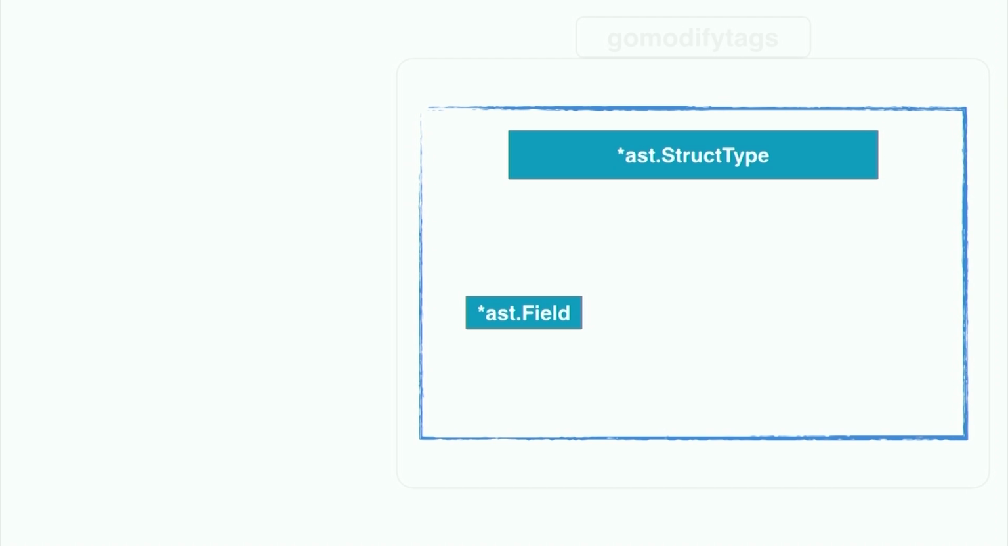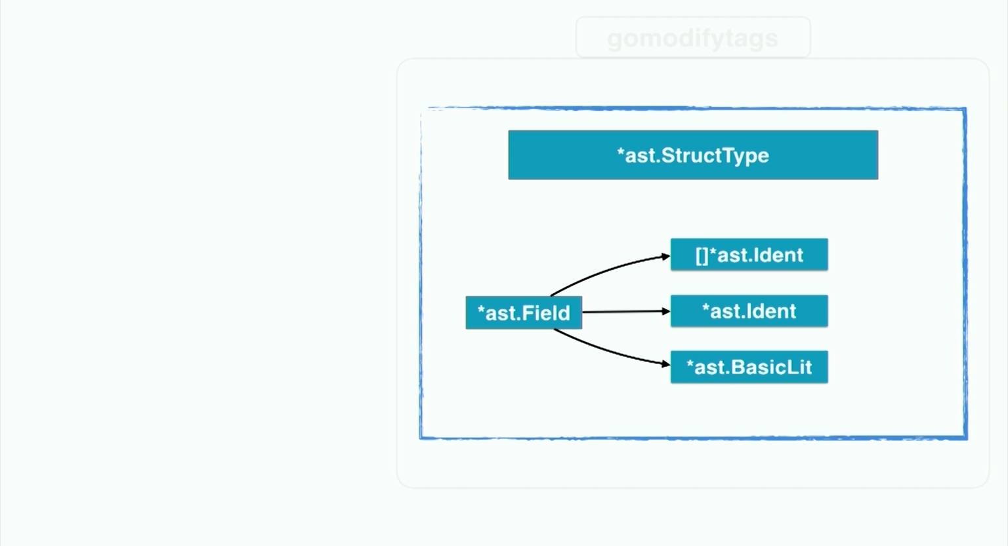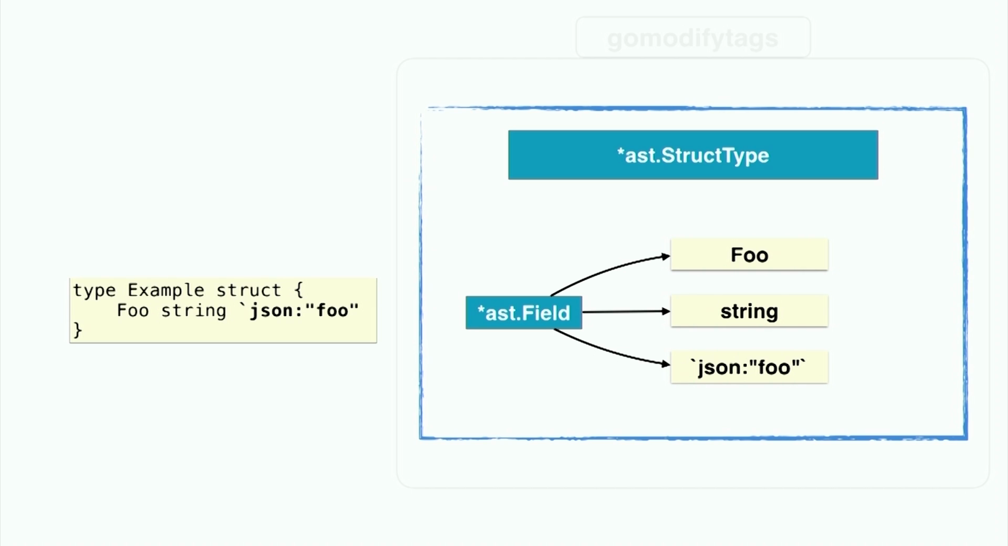One of the fields also has these nodes, as you remember: the names, the type of the field, and the tag itself. For example, in this simple struct example, the name is foo, the type is string, and the tag is JSON foo. If you want to rewrite it, we just select the tag node, remove it, and replace it with JSON bar. And when you do it, because the node is already updated, the file is also updated. I'm going to explain how you print it back, but this is how you do it.